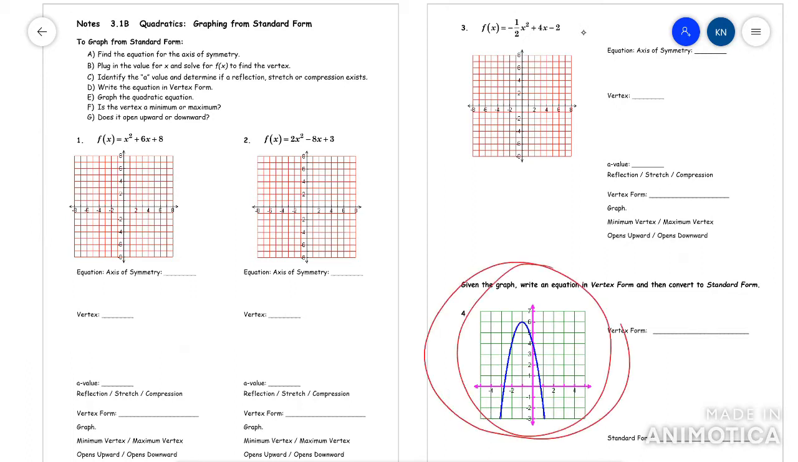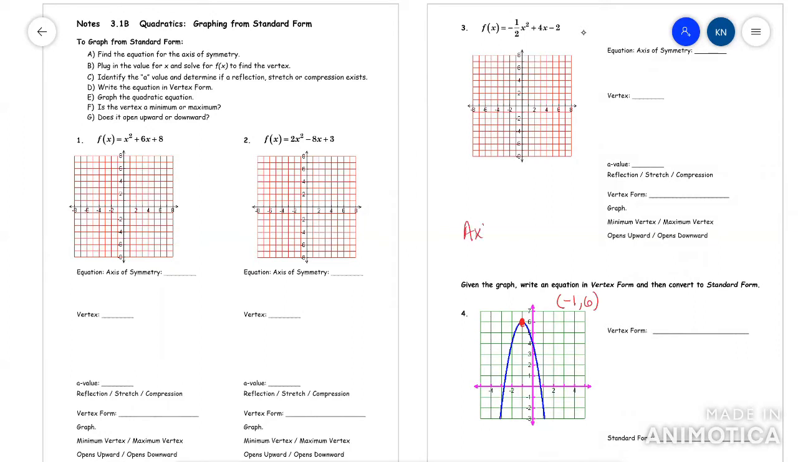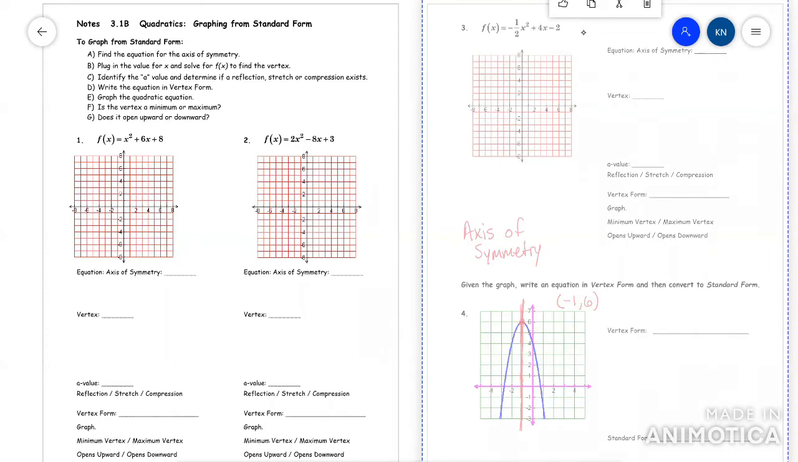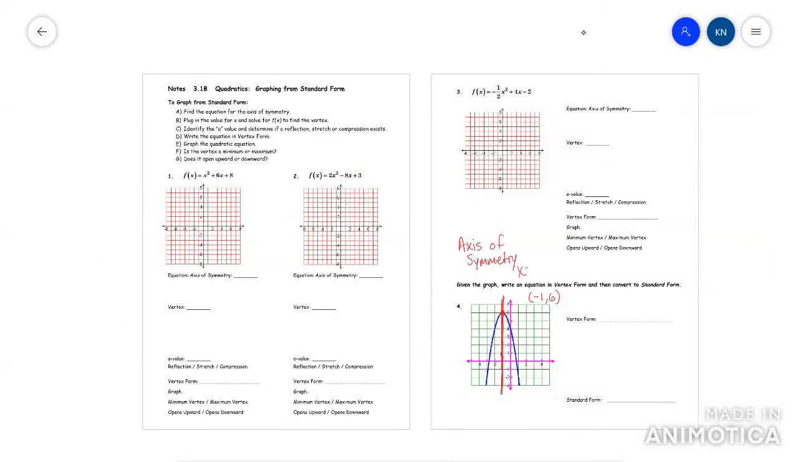Look at this graph down here. The vertex would be -1, 6. There's something called an axis of symmetry. Essentially, it's a vertical line that cuts a parabola in half. And so like this one, this vertical line has an equation of x equals -1. Basically, it's the x value of your vertex.